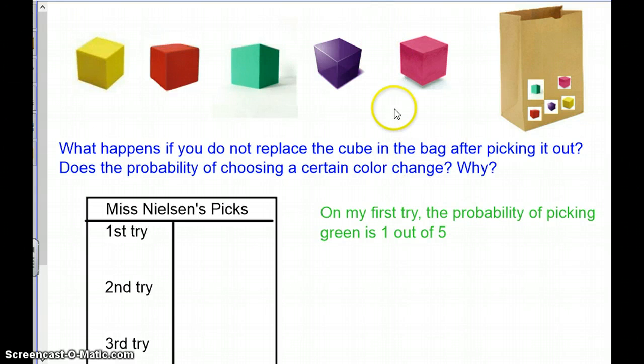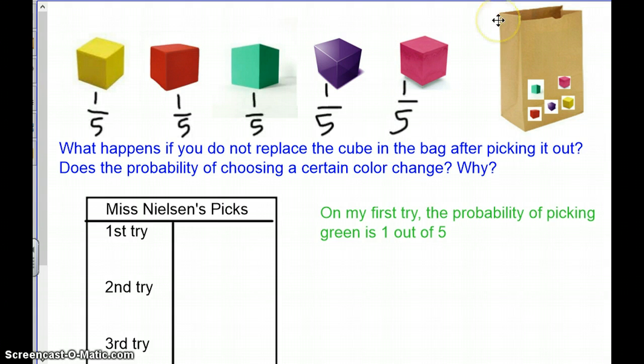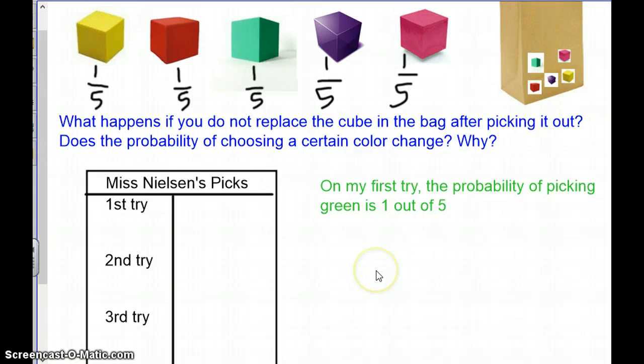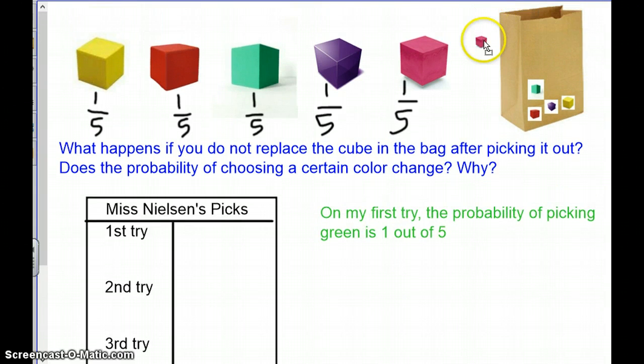So the probability of choosing any of those numbers is 1 out of 5. Each of the cubes has the same chance of being pulled. So we're gonna record the cubes that I pull. My first time pulling out of the bag, I get a pink cube. So I'm gonna write that down.